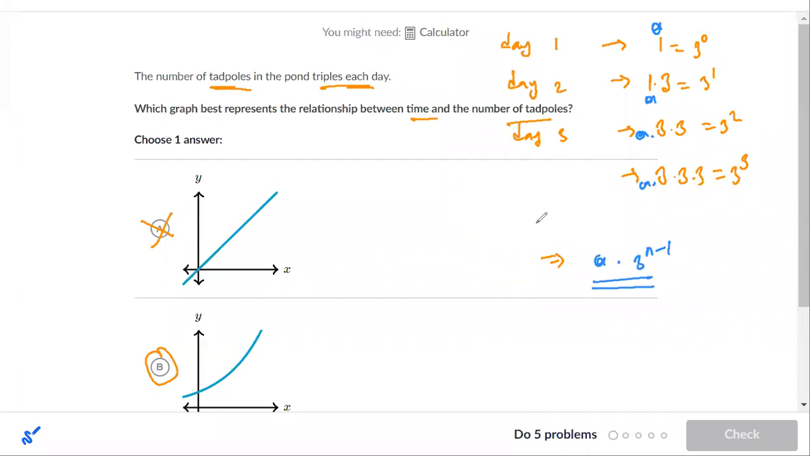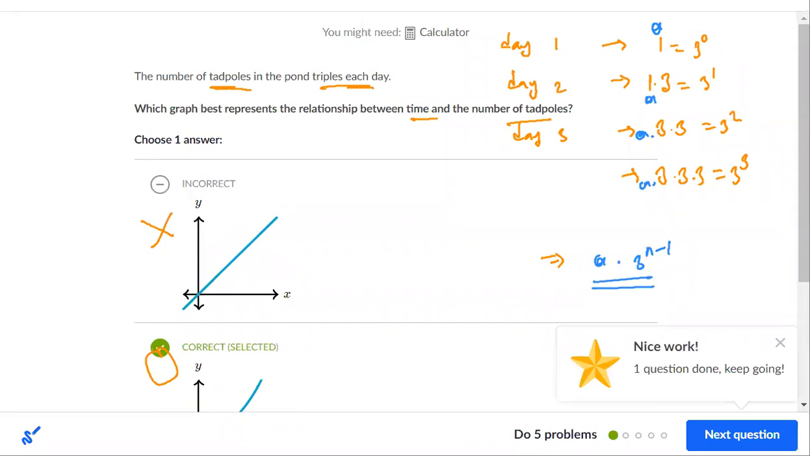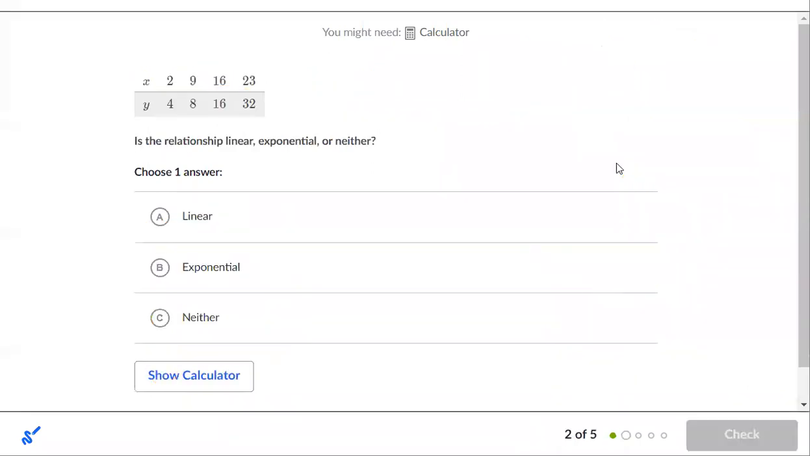Okay, so that's part B. Let's go ahead and check it actually. Okay, so that was correct. So I think we are good with that. Thank you for that feedback. Okay, let's try the next one. I'll give you guys some time to go ahead and try this one.